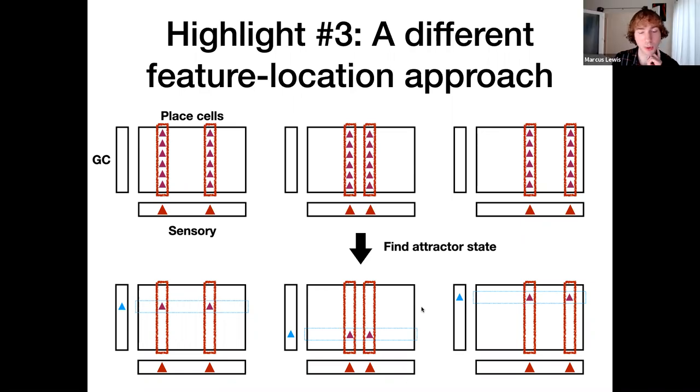The final slide is just pointing out why I think this is an interesting feature location mechanism. First I'll just say it: given a feature and a location, it is deterministic exactly which cells activate. So no matter what representation you put here and you put here, it's going to activate a certain set of place cells or layer four cells. In our model, that's not the case. It's not deterministic.